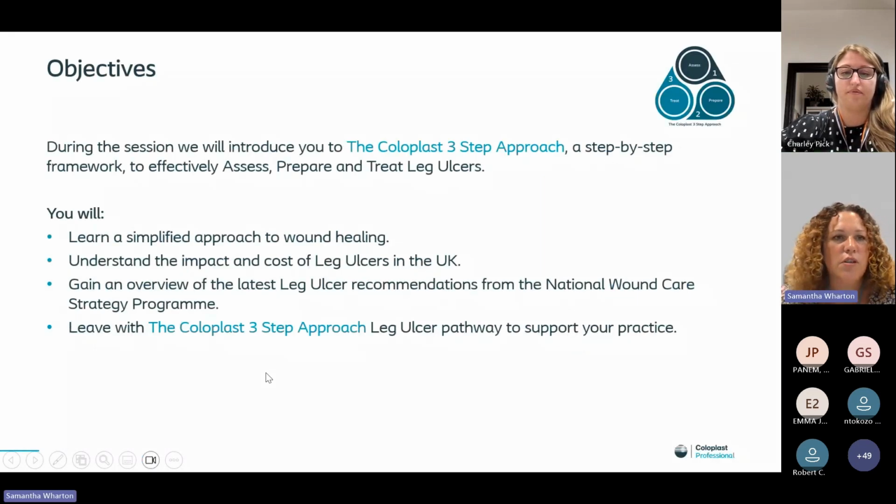So first of all, we're just going to cover the objectives of this session. We're going to introduce you to the Coloplast three-step approach, which is a simplified framework to ensure that as clinicians, we're effectively assessing our patients and their wounds, preparing those wounds for healing, and treating leg ulcers appropriately to ensure they are on that healing trajectory and heal in as quick a time as possible.